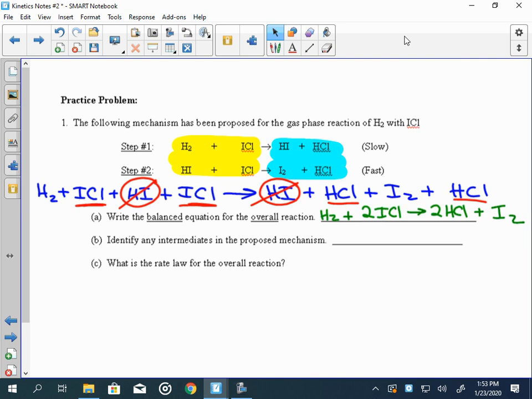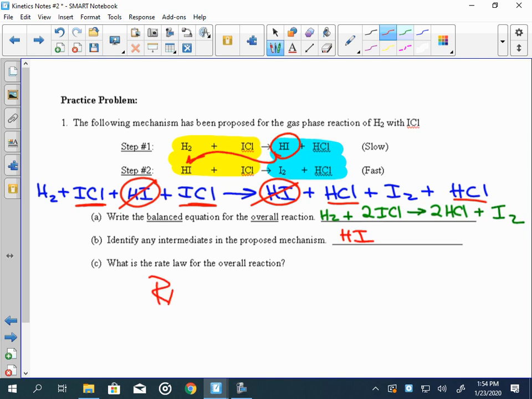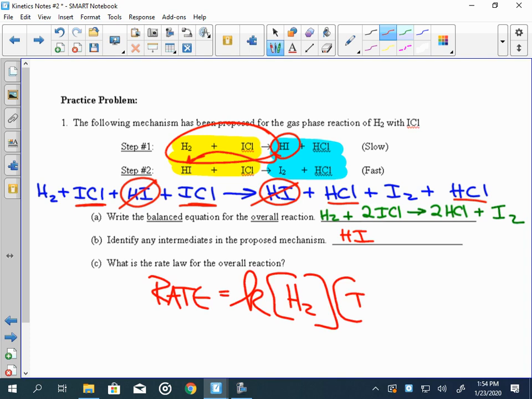Now, what is the intermediate in this two-step process? HI, you bet. It is formed in the first step and consumed in the second step. And what is the rate law? Oh my gosh, could it be this easy? Rate is equal to k times the reactants of the slow step, H2 times ICl. Boom.